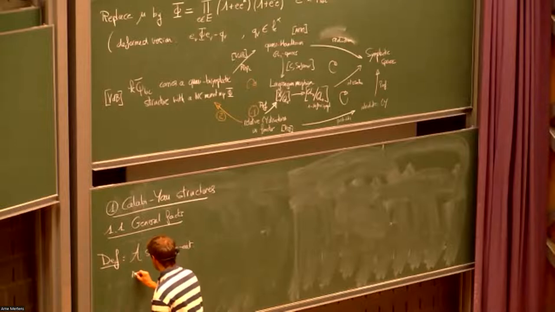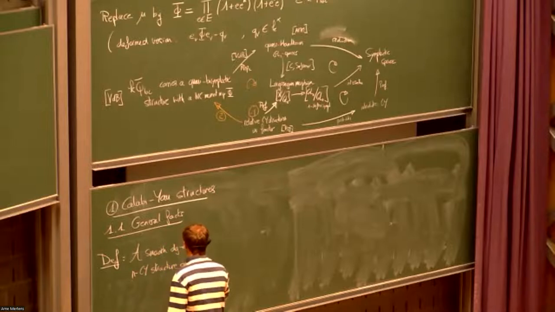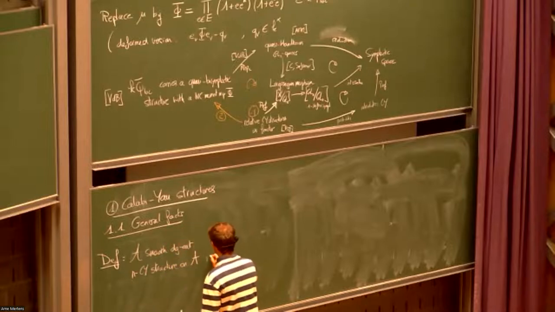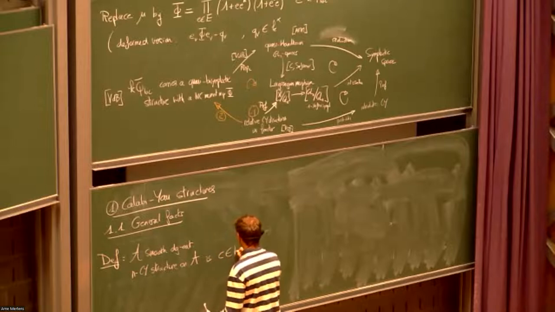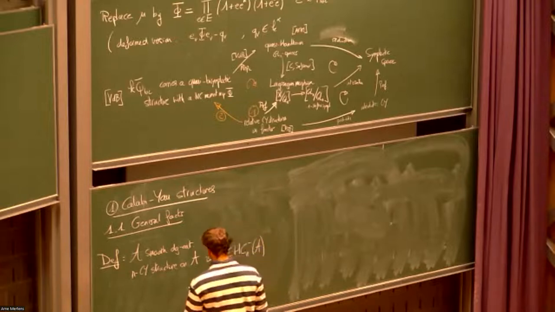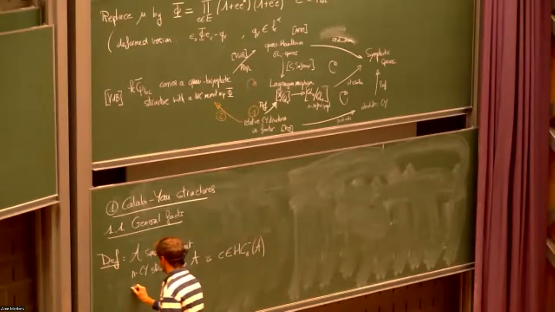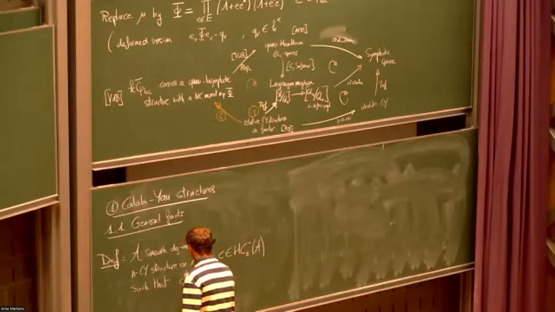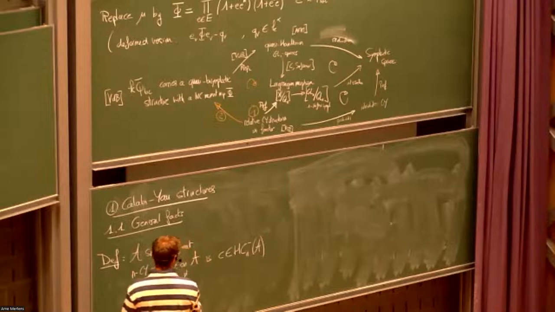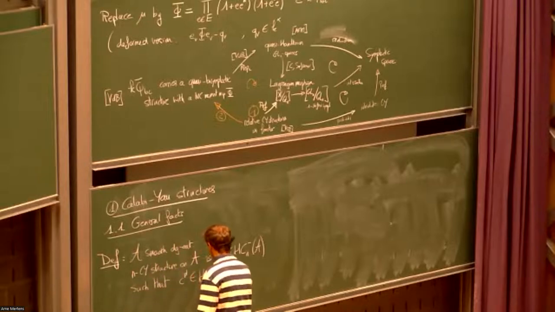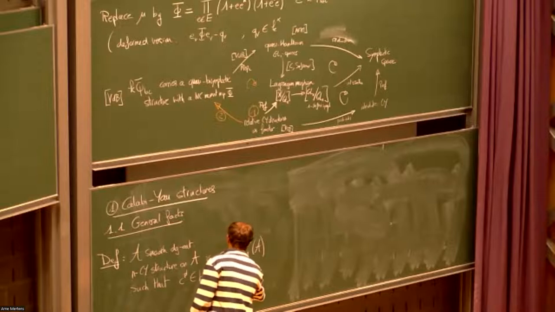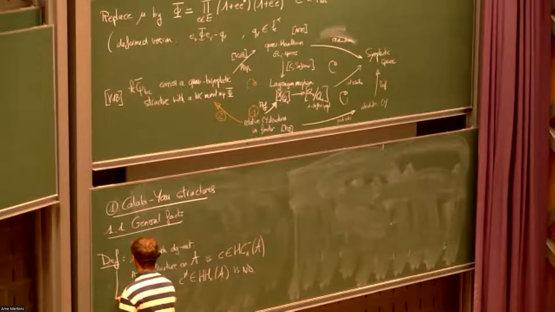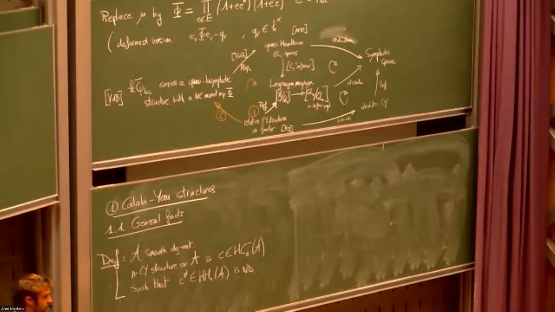An n-Calabi-Yau structure on such a DG category is a class in the negative cyclic homology of A that is such that its underlying Hochschild class, which I will denote by C natural, like this, is non-degenerate. And let me explain what I mean by non-degenerate.